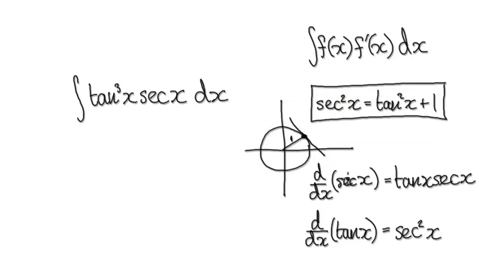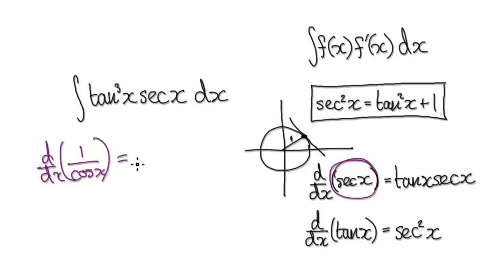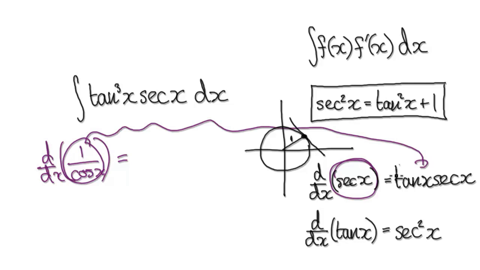I also require you to know that when you differentiate this, it gives you this. Again, if you can't remember how to differentiate that, then do it from scratch. What is secant of x? Secant of x is 1 over cos of x. So now you can use the quotient rule to differentiate this. Eventually, it will lead you to this.